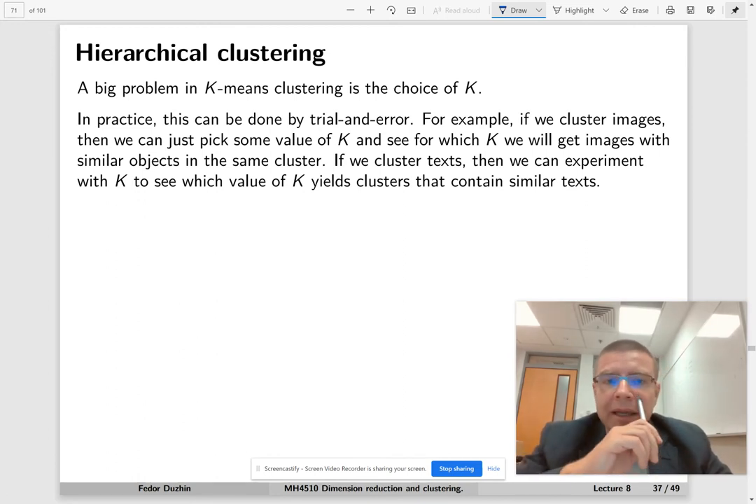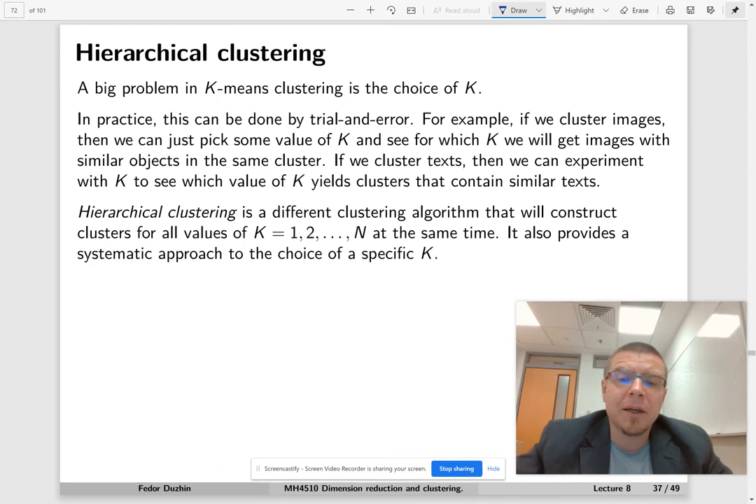Again, for the choice of k in k-means clustering, there do exist systematic approaches, but in practice, very often we just do some trial and error. In hierarchical clustering, we do it differently. The algorithm magically constructs clusters, and there is no choice of k. It will output clusters in a way so that we will immediately see 1 cluster, 2 clusters, 3 clusters, 4 clusters, and so on up to k clusters at the same time. That's the beauty of it.